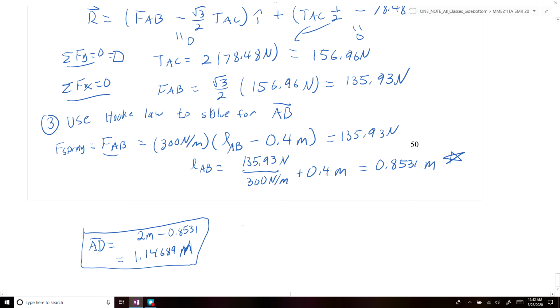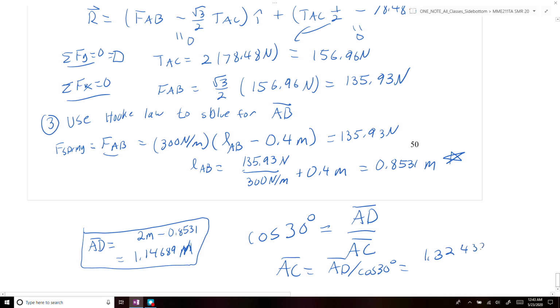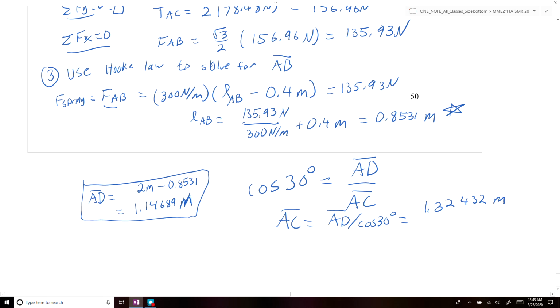And we can solve for AC: if we take the cosine of the angle between point A and point D and point A and point C, we know that's going to be equal to the length AD over the total length from point A to point C. So we know AC is going to be equal to AD divided by cosine of 30 degrees. If we plug all of our numbers in, from point A to point C we'll get 1.32432 meters, or if we round to 3 significant figures, we'll get 1.32 meters.